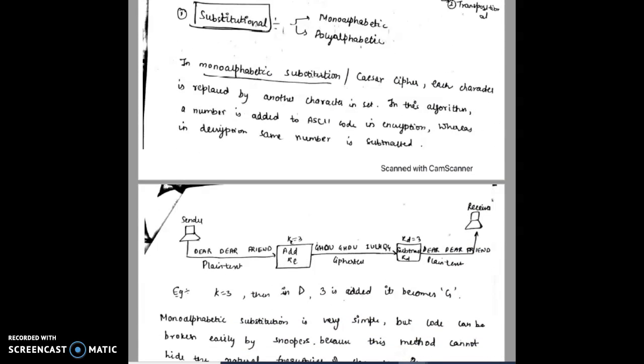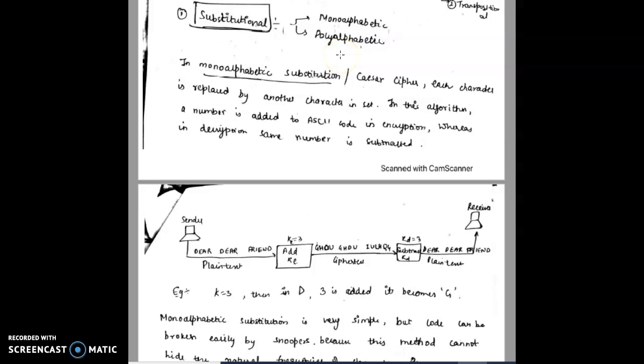Substitution means you are substituting some character with another. Your plain text will be substituted with some other characters. That substituted text will now be the ciphertext, which will be sent over the network. So there are two methods to do substitution. One is monoalphabetic and the other is polyalphabetic.